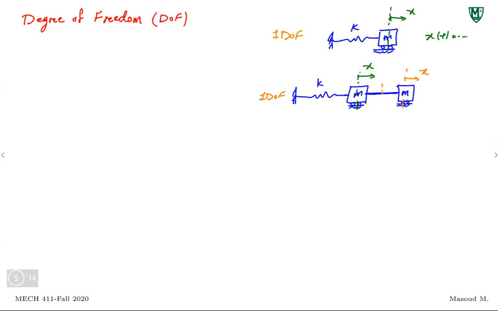Now let's look at this one. M is attached there, K, with another spring attached to this mass. How about this one? And let's call them, for the sake of argument, M1 and M2, so it's easier to refer to them.